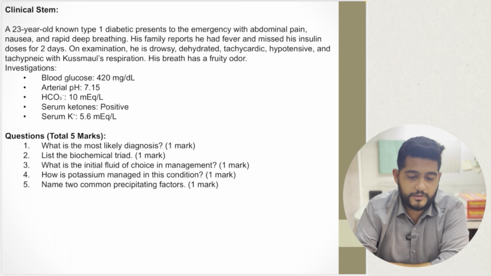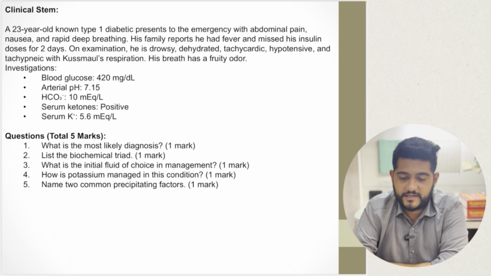Then a 23-year-old known type 1 diabetic presents to emergency with abdominal pain, nausea, and rapid deep breathing. Family reports he had fever and missed his insulin dose. On examination, he is drowsy, dehydrated, tachycardic, hypotensive, and has Kussmaul's respiration, and his breath has a fruity odor. Investigations: the ABG is given along with blood glucose 420, arterial pH of 7.15, bicarbonate of 10, serum ketones are positive, and potassium is 5.6.